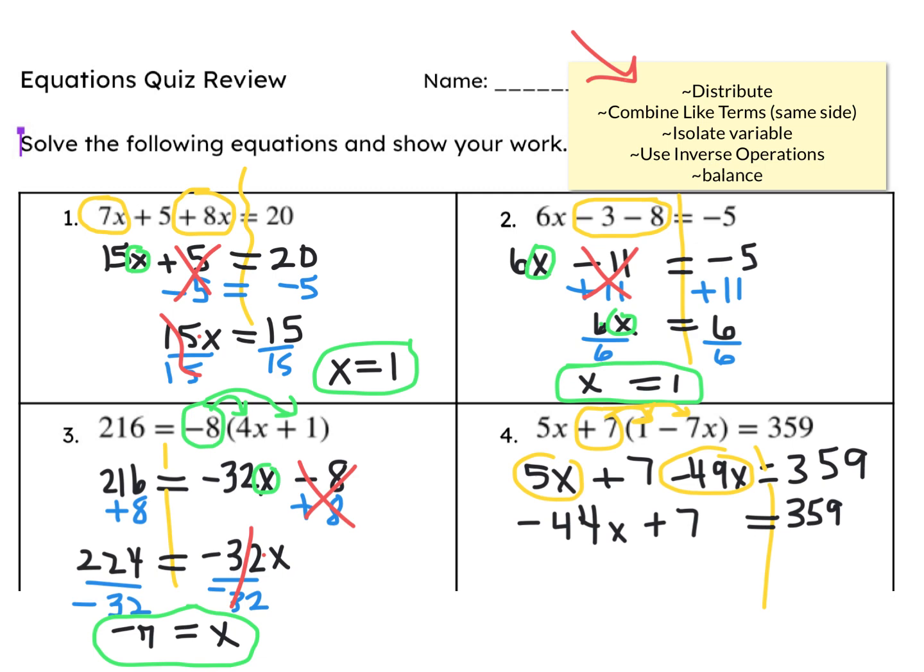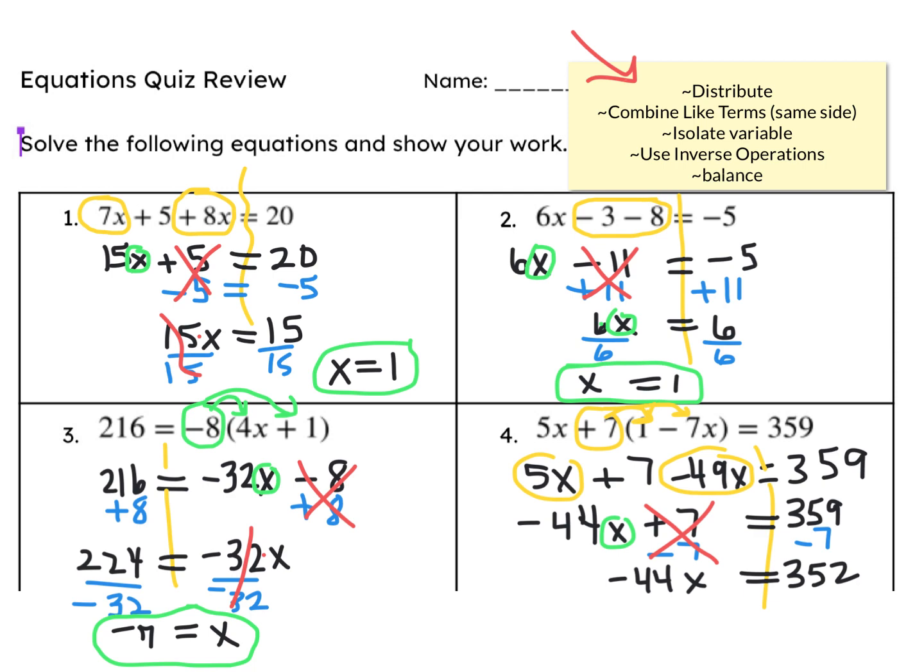Okay, now we're on to isolate the variable. Here's the variable. This means negative 44 times x plus 7. So I'm going to eliminate that plus 7 first by subtracting 7 on both sides. That essentially eliminates it because 7 minus 7 is 0. And so I have negative 44x equals 3. That brings me down to 352.